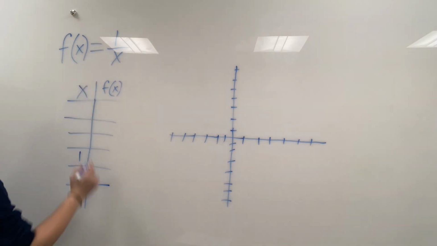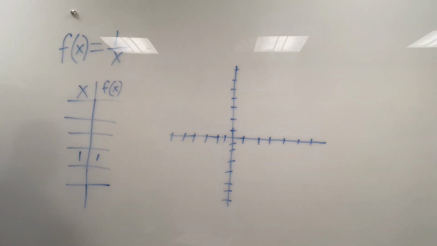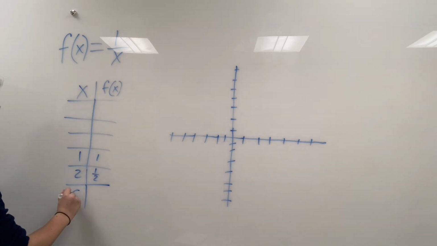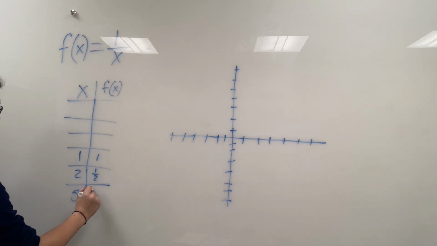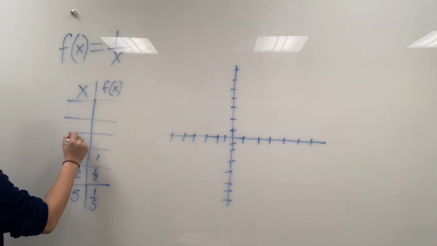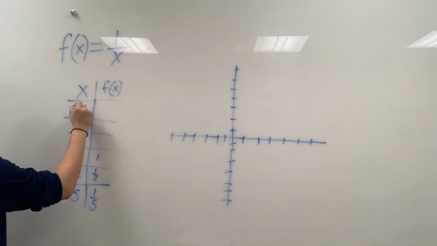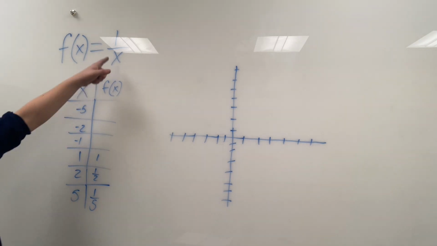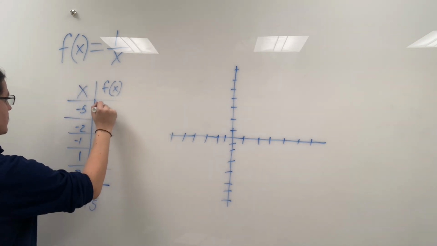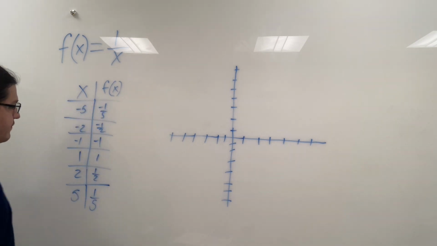So we have 1 over 1, which is just going to be 1. Then maybe let's try 2. That'll just be 1/2. And then 5. So that's just going to be 1 over 5. And let's just do the same: -1, -2, -5. This is just simple substitution. -1, -1 over 2, -1 over 5.